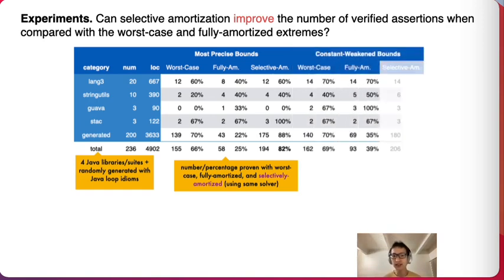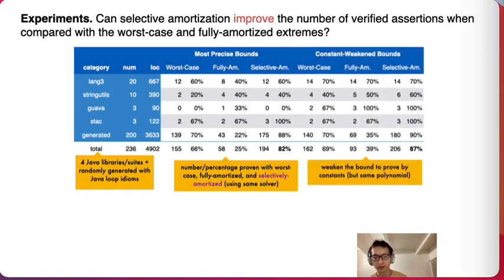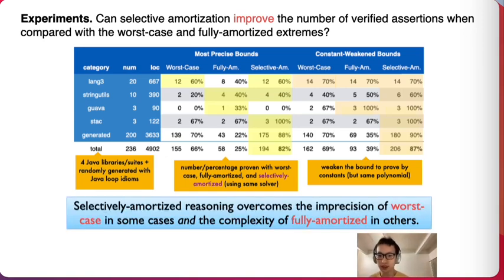Then, we use another set where bound assertions are slightly weaker. We highlight the configurations that prove the most in each category, which provides evidence that selective amortization overcomes some imprecision of worst-case reasoning by proving more bound assertions. Meanwhile, selective amortization also reduces some complexity compared with fully amortized reasoning. Although fully amortized reasoning is theoretically more precise, it sometimes proved fewer bound assertions because its high complexity makes it more brittle.